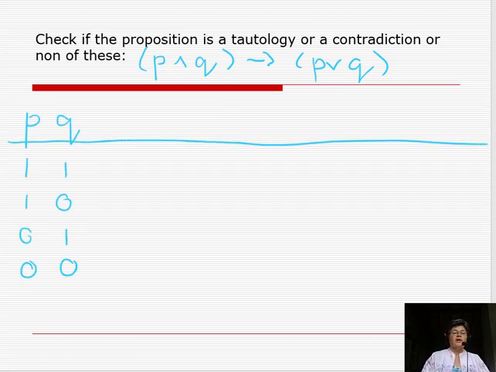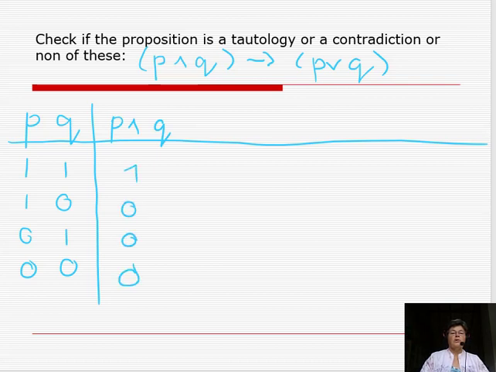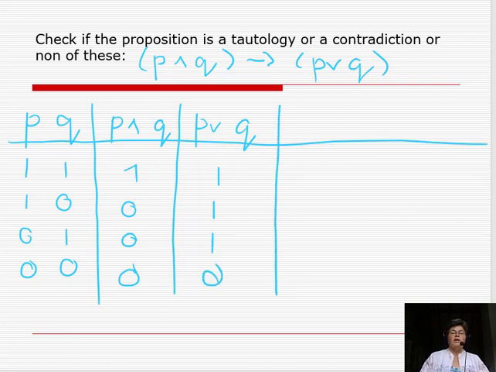Okay, let's start with the first part. The left part of the implication, P and Q, will give us 1, 0, 0, 0. And the right side of the implication, P or Q, will give us 1, 1, 1, 0. And then we have to finish it with the implication itself: P and Q implies P or Q.